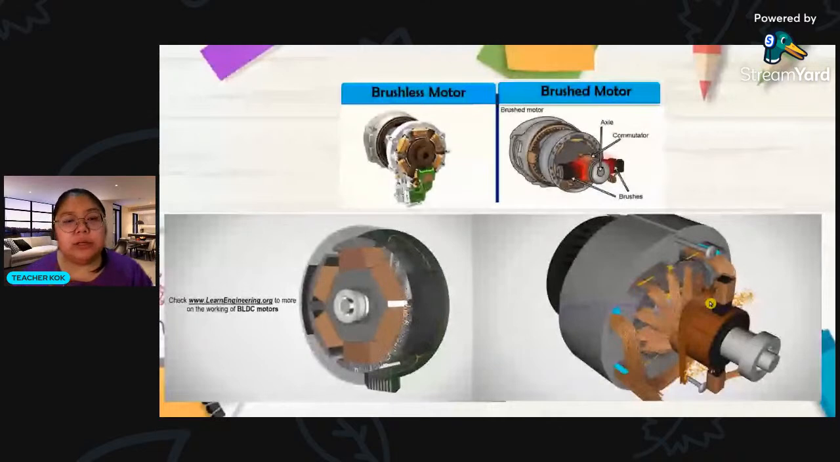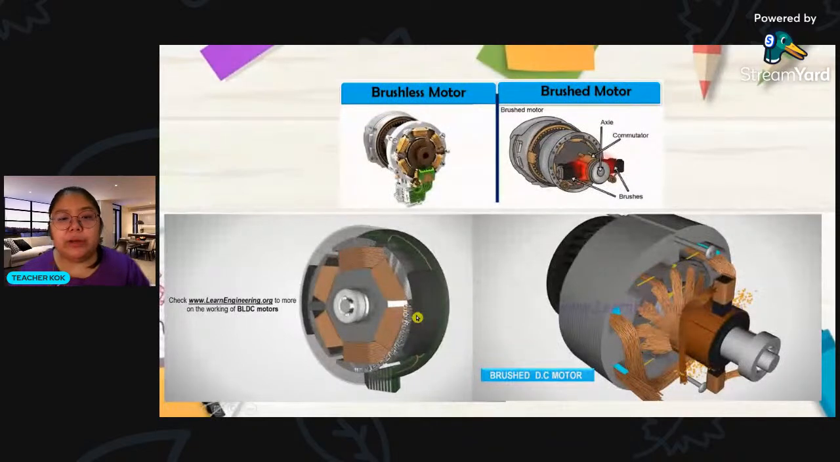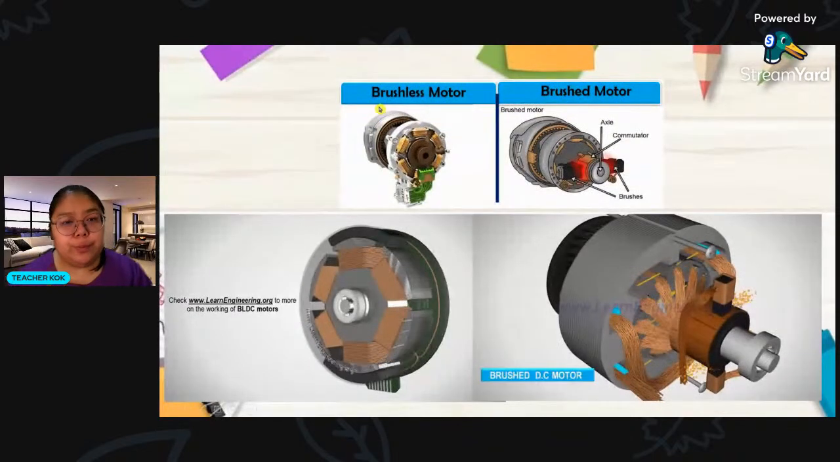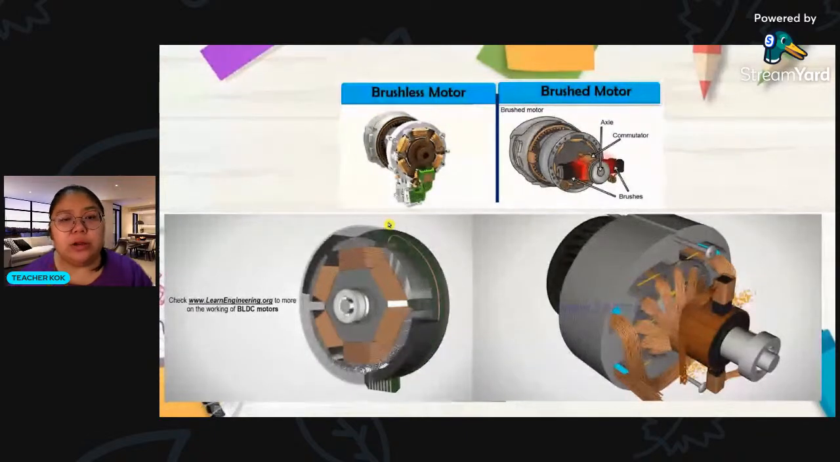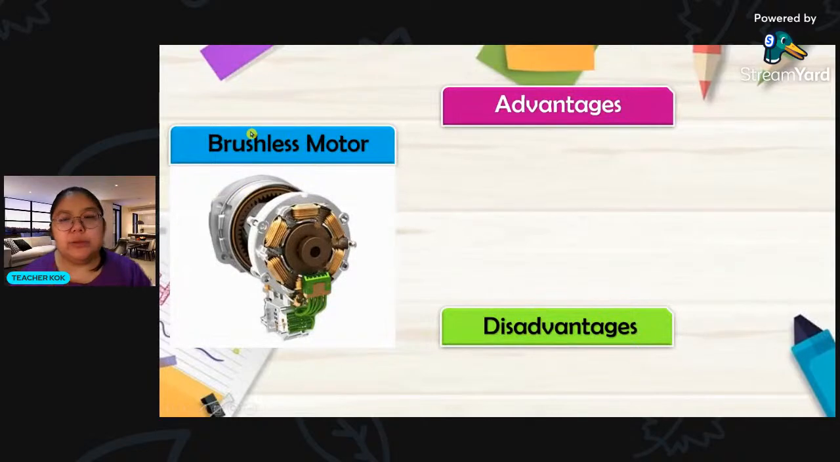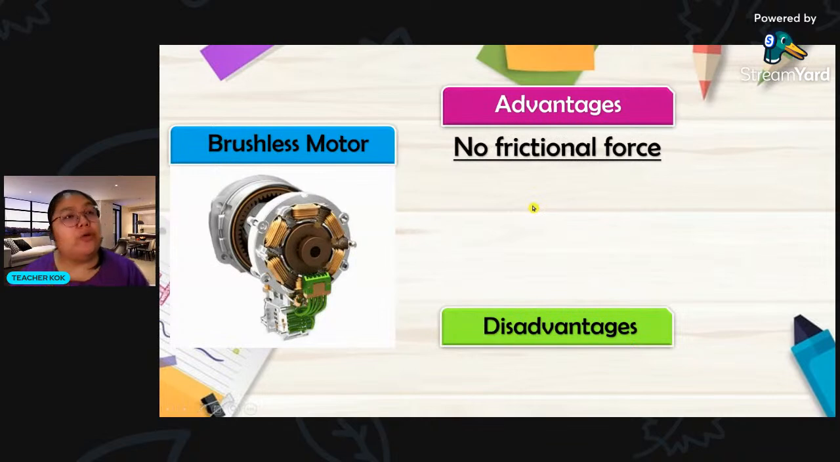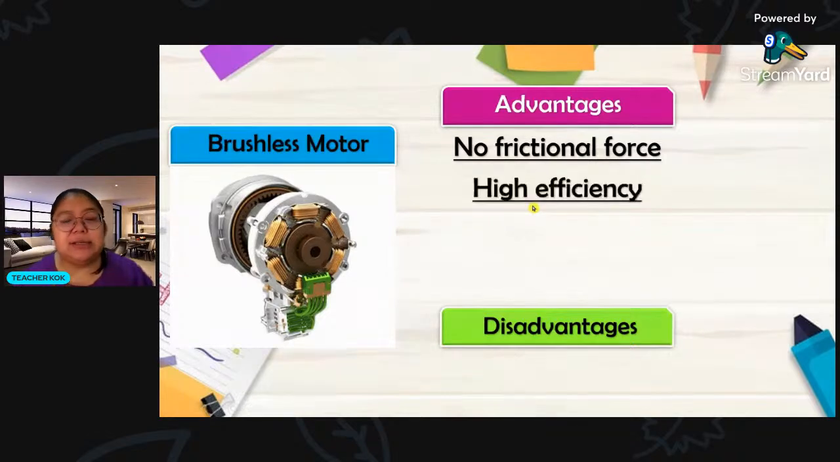So this is the difference between the two motors. Now we need to find out the advantages of the brushless motor. That means they don't have any commutator and carbon brush. Let's see what the advantages are. The first one, no friction. Everybody knows no friction. If no friction, that means high efficiency. That means they do not lose the energy.